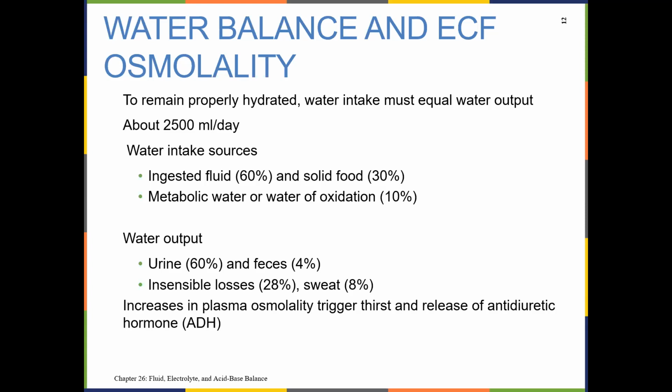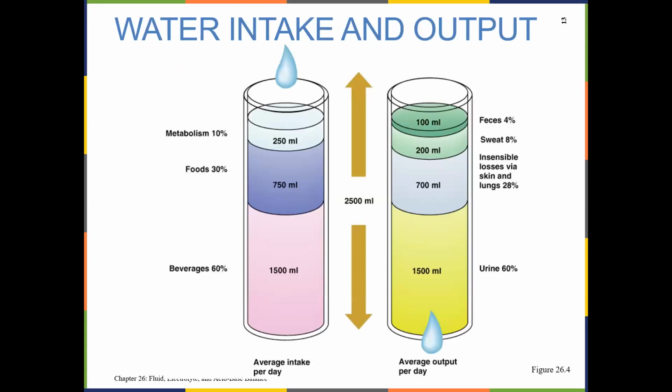Anyway, it's easier to measure the salt concentration, and that tells us indirectly if our water levels are too high or too low. If our salt level rises, then we're going to be thirsty. And it's going to also trigger us to release antidiuretic hormone so we retain water. So now this whole thirst, well, let me show you this first.